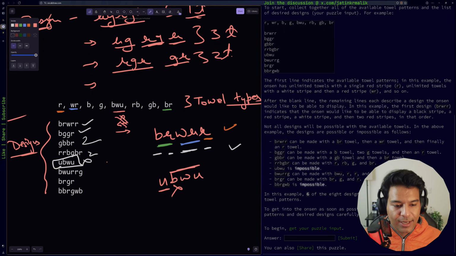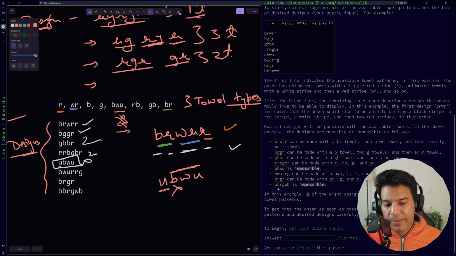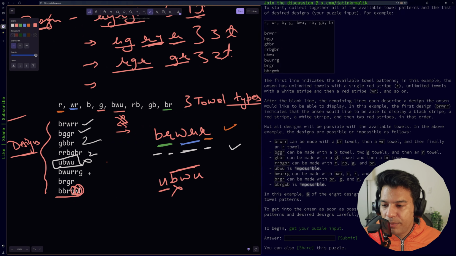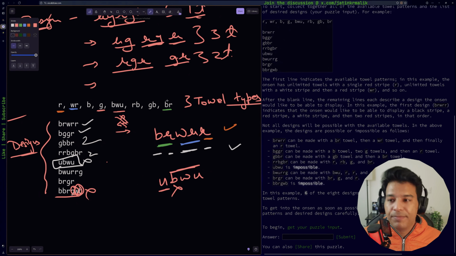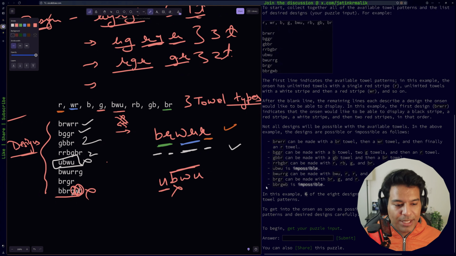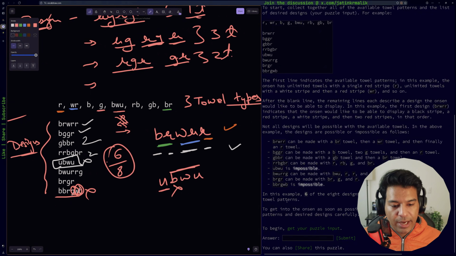And similarly, there is another one called BBRGWB. And this is also not possible because of GW. Similarly, we don't have anything for this GW. There is a single G, but we don't have a WB or W. We have a WR or we have B. So that's why this is not possible. So fair enough. In this example, 6 of the 8 designs are possible with the available towel patterns.